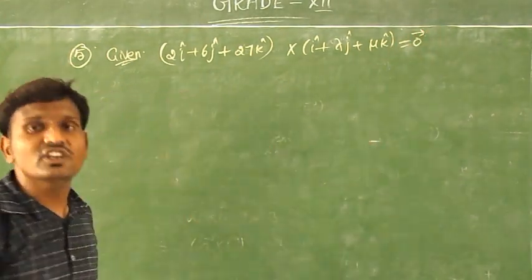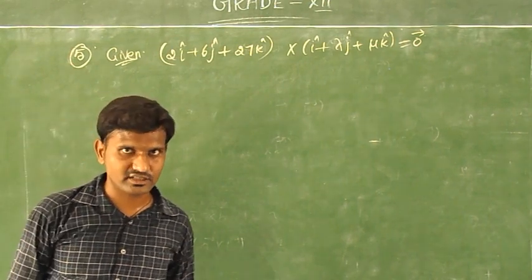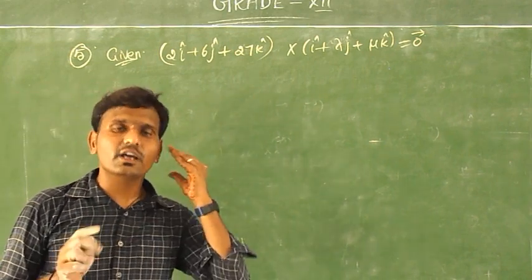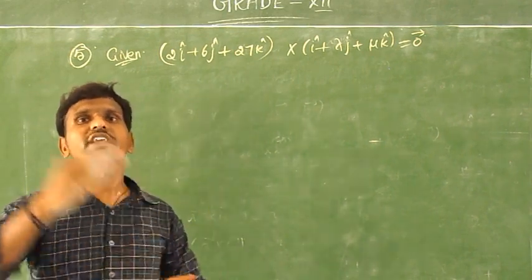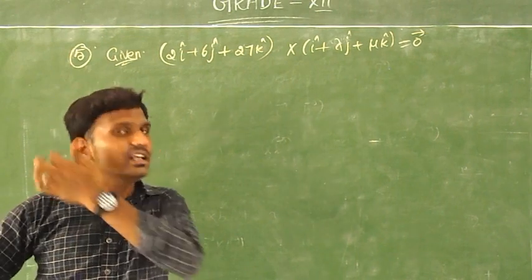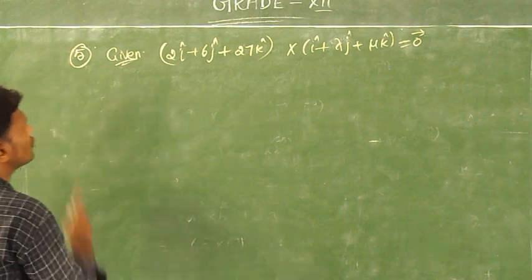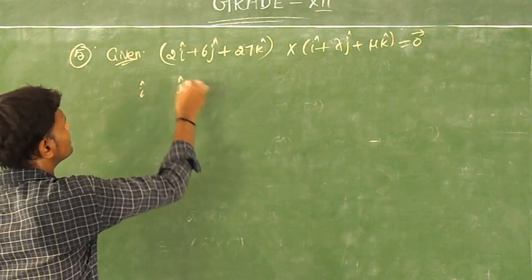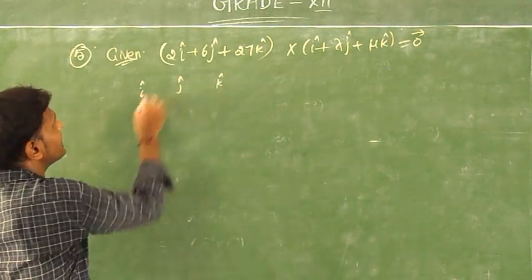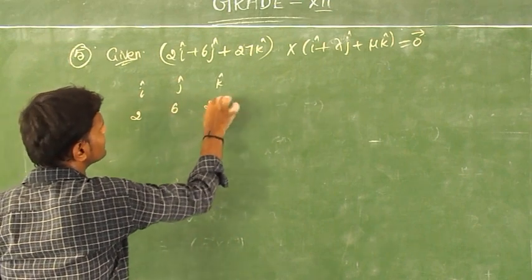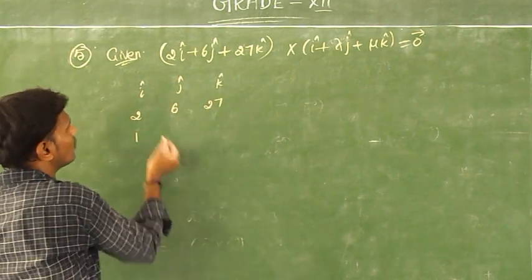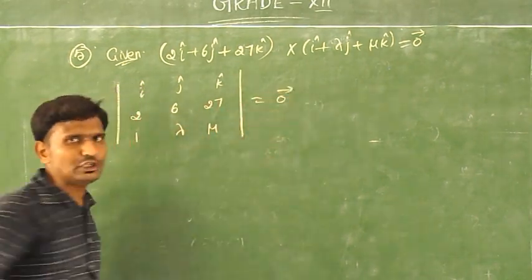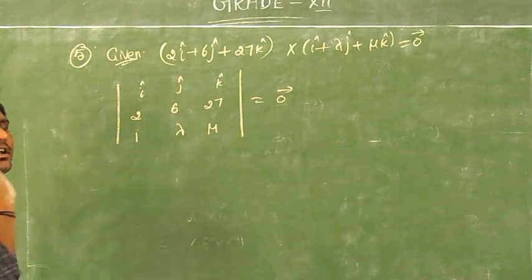Okay students, now listen. You already know how to take the cross product. It is very simple. Equal to 0 vector is given, so take the cross product, and next we have to equate i to i, j to j, k to k, to find lambda and mu. So first I am taking the cross product. That is i vector, j vector, k vector; here 2, 6, 27; and next 1, lambda, mu, which is equal to 0 vector. Now take the determinant.